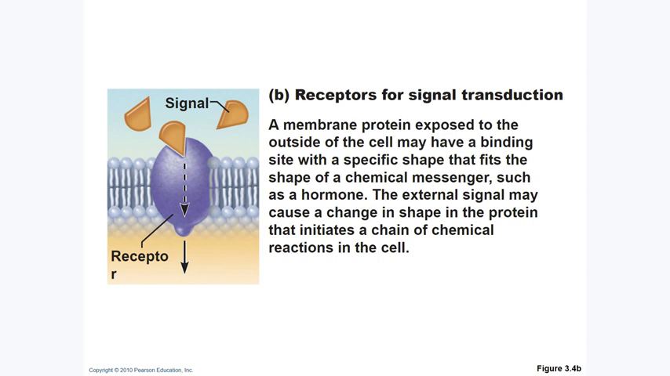We also have receptors for signal transduction. So this is a membrane protein that is exposed to the outside of the cell and may have a binding site that has a specific shape that fits a chemical messenger, such as a hormone or even antibodies have specific shapes. So the external signaling then may cause a shape change in that protein. So if you change the shape, you change the function. That initiates a chain of chemical reactions within the cell to produce what the body needs at that particular moment.